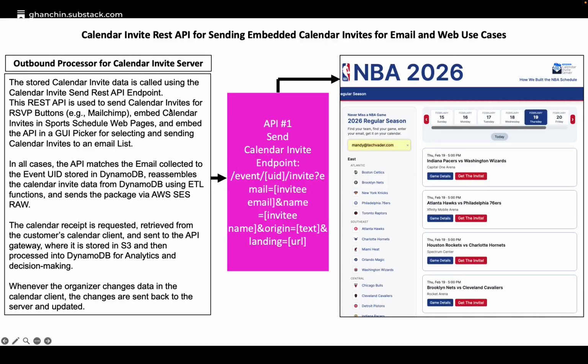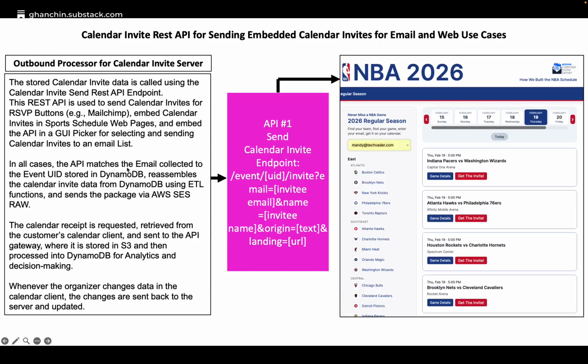The REST API is used to send Counter-Invites for RSVP buttons, i.e. if you embed these like in MailChimp for call to action or SendGrid or HubSpot, or embed Counter-Invites into sporting pages automatically, which I'm showing you here. This is an automated process, which we do include with it, or you use the embedded API in a GUI picker for selecting and sending Counter-Invites to an email list, commonly referred to as bulk. We do include that GUI as part of the Counter-Invite server. I'm not going to show you here today.